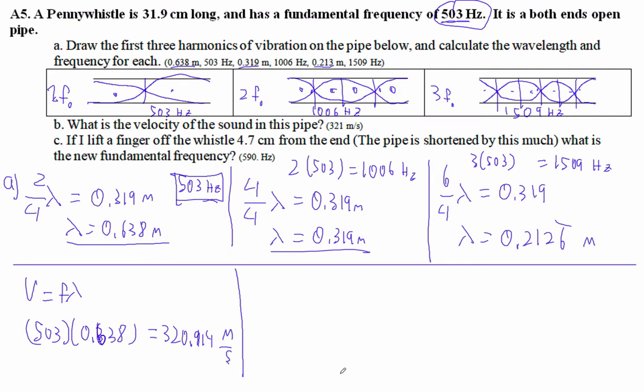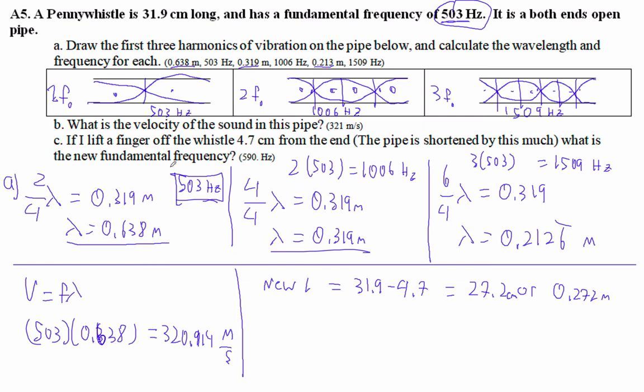Okay. If I lift a finger off the whistle 4.7 centimeters from the end, the pipe is shortened by that much. What is the new fundamental frequency? Okay, this is what we're supposed to do. Let's find the new length. The new length is 31.9 minus 4.7, which is 27.2 centimeters, or 0.272 meters.